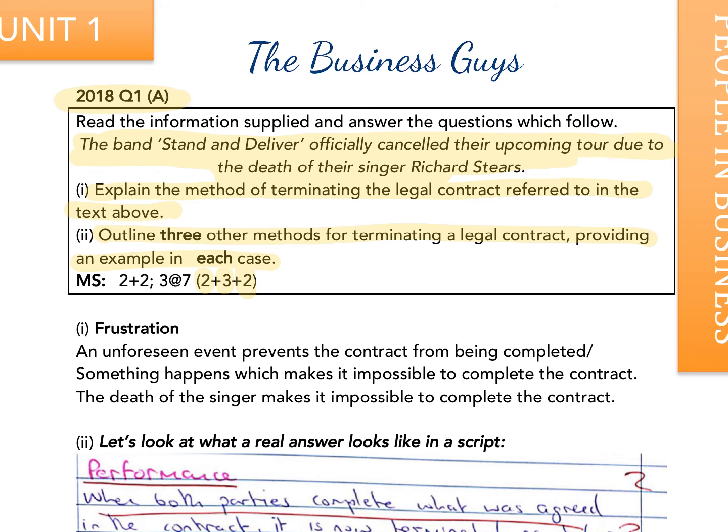So for the first bit, it was frustration, and an unforeseen event prevents the contract from being completed, and it was because of the death of the singer. And you would need to mention the death of the singer because they asked you to refer to the text above. But that's how little you would need to write.